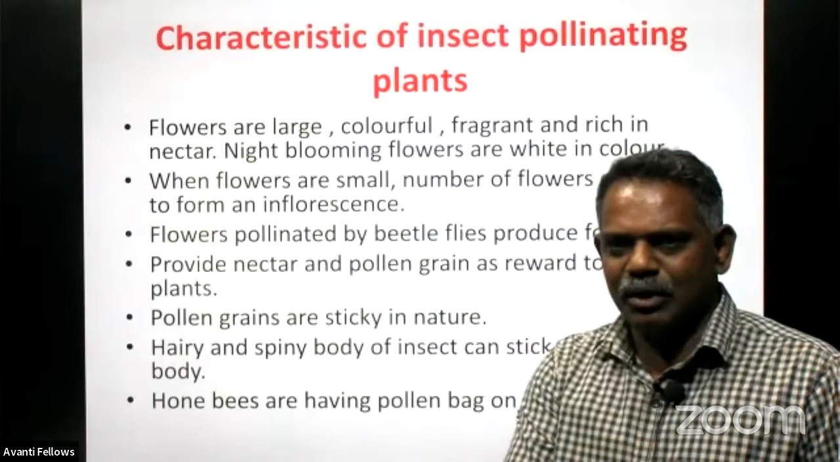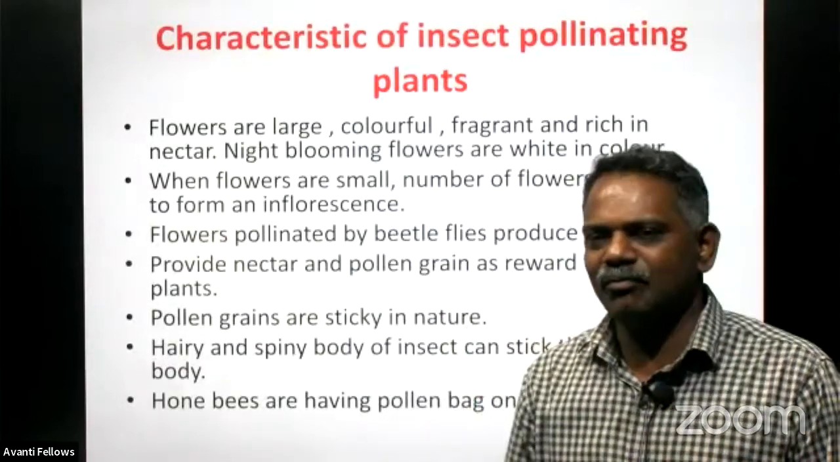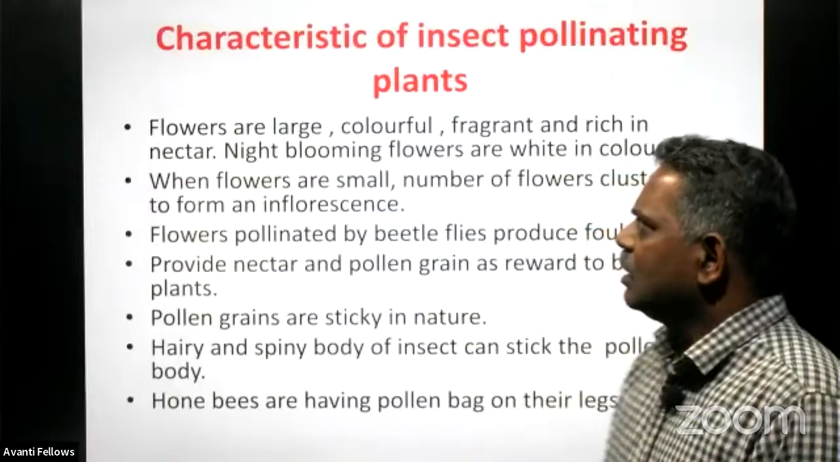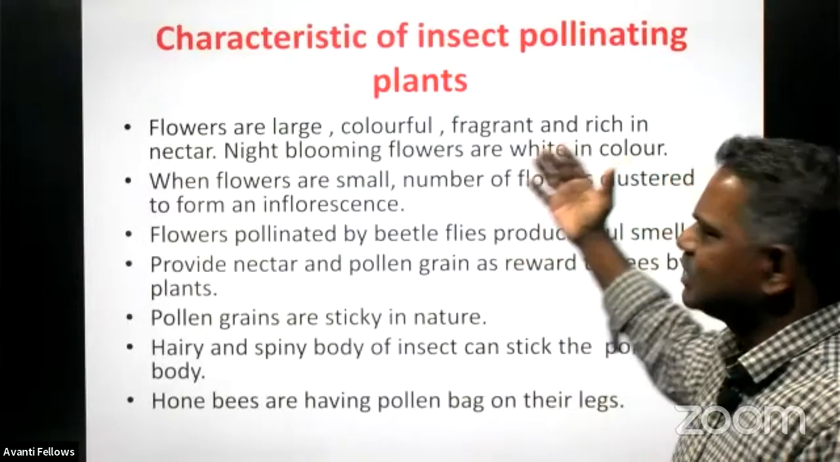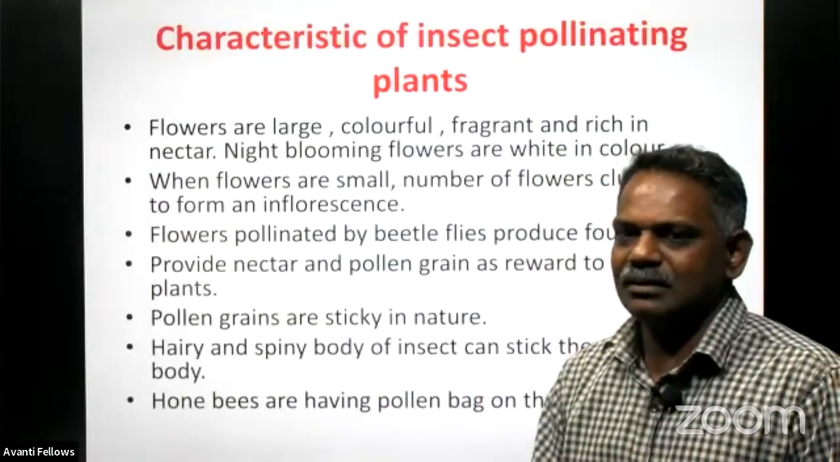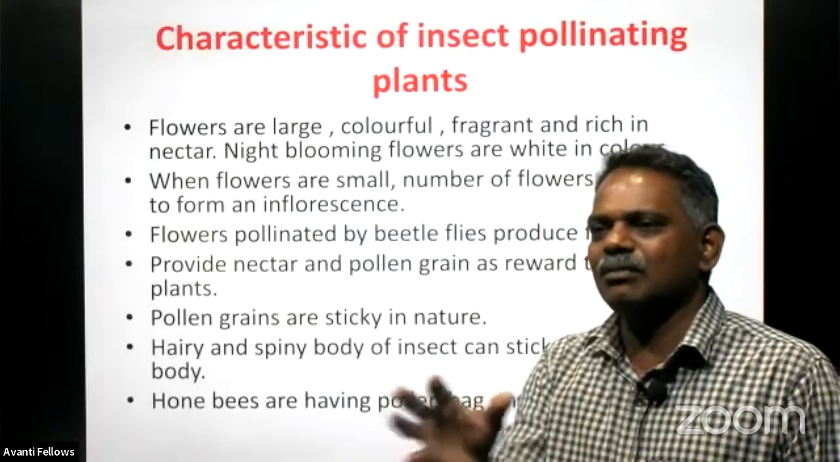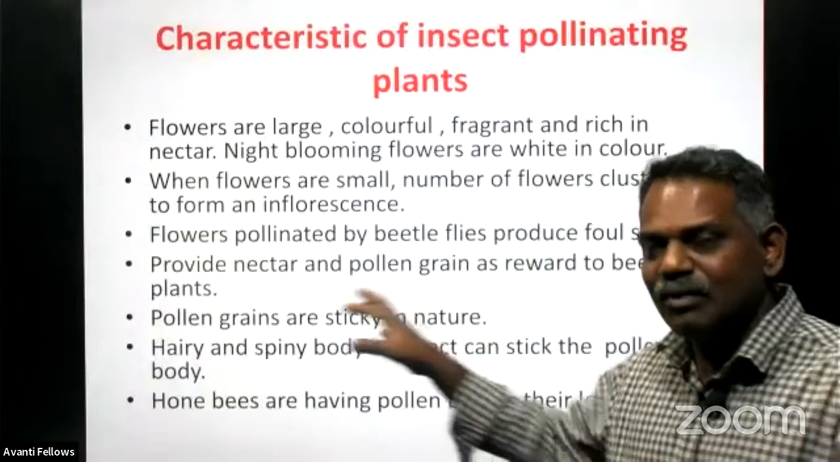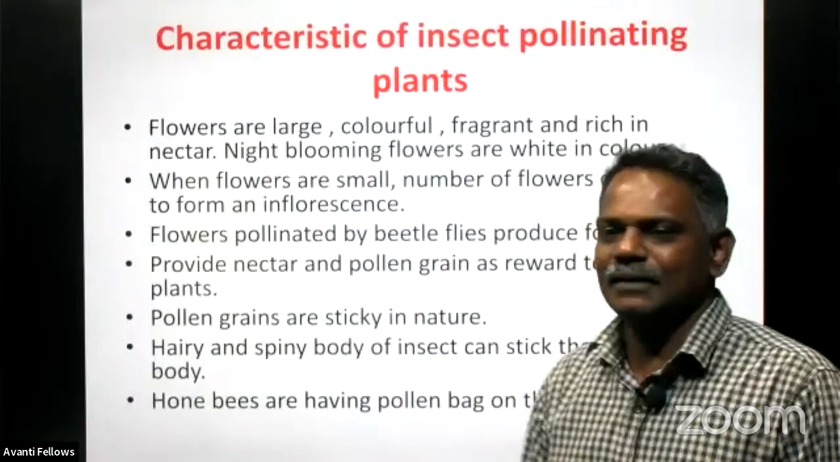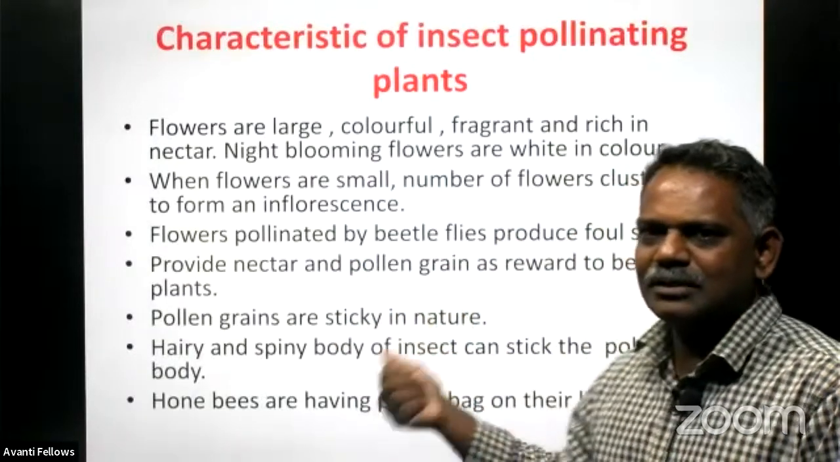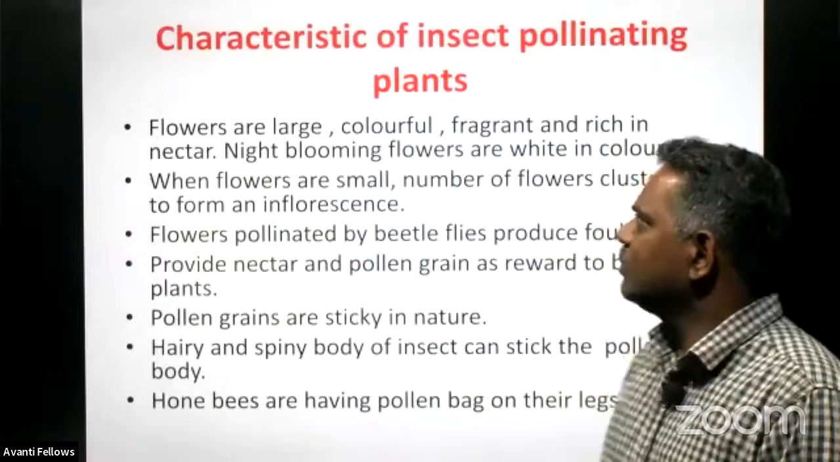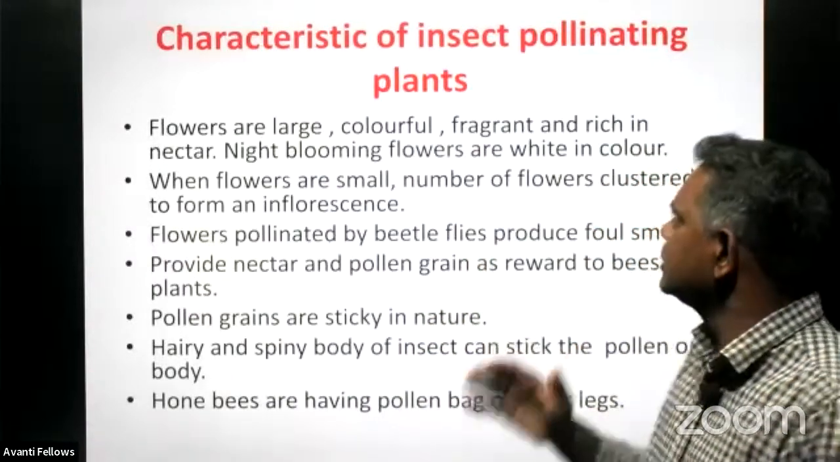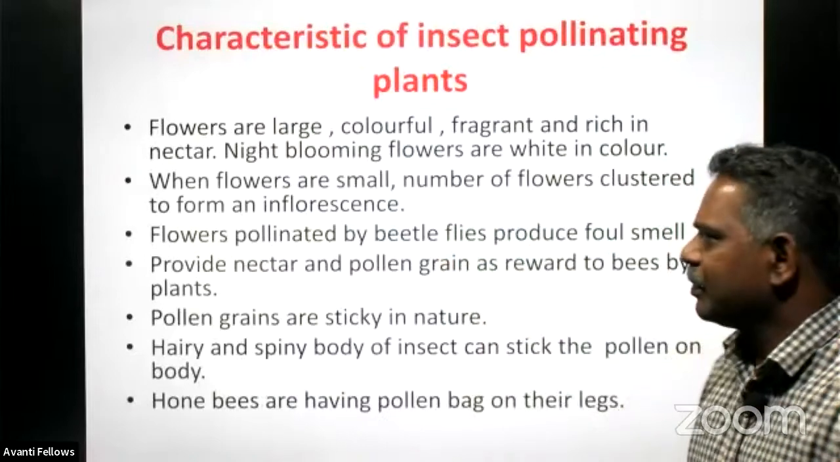See, this morning we have discussed some examples of plants normally using insects as pollinating agents. To make insects a pollinating agent requires some characteristics that we are going to discuss here in detail. And this question was once asked in the board examination: the characteristics of insect pollinating plants.